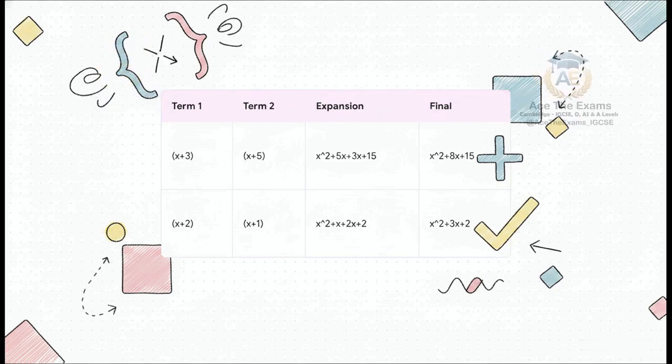Next, we move to the 3. 3 by x gets us 3x, and 3 by 5 gets us 15. We lay the whole sequence out, x squared plus 5x plus 3x plus 15. Then we just do a little tidying up. Combine the like terms right in the middle, the 5x and the 3x, to reach our final super clean result of x squared plus 8x plus 15. It is simple, it's systematic, and if you follow the steps, it's completely foolproof.